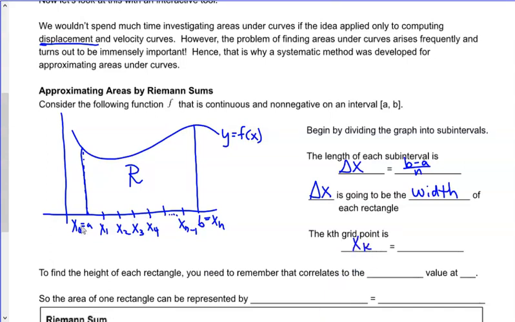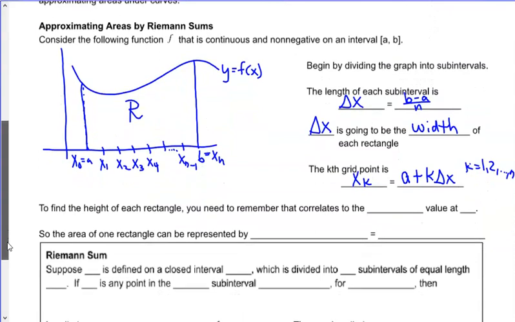In order to figure out where that is, it is a combination of where we start at a and adding a distance of delta x. Here's 1 delta x, here's 2 delta x, here's 3 delta x. So we're going to write that as a plus k times delta x, where k equals 1, 2, all the way up to n. So I can have different iterations there.